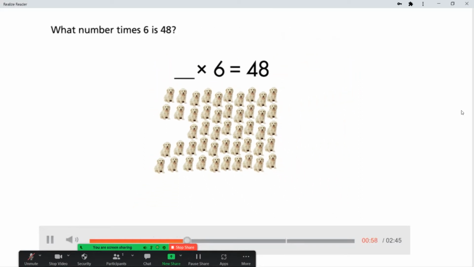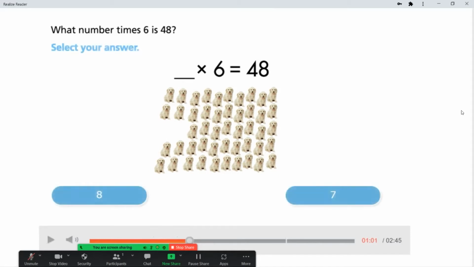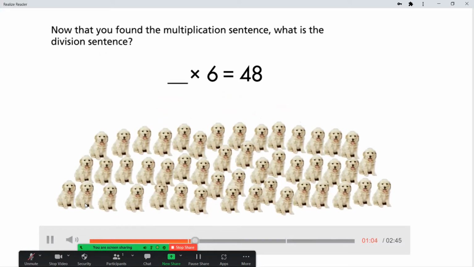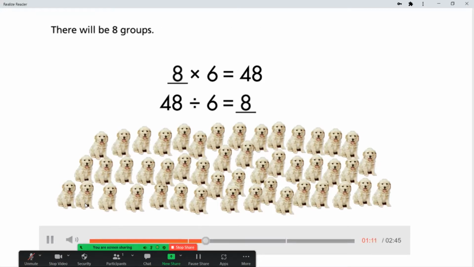What number times 6 is 48? Select your answer. All right, now we know our 6 and 7's facts, and we know that 6 times 8 is 48, so 8 times 6 is also going to be 48. Now that you found the multiplication sentence, what is the division sentence? There will be 8 groups.